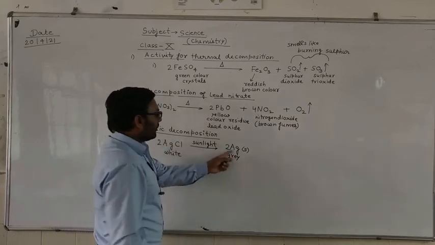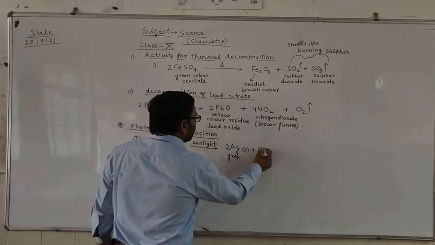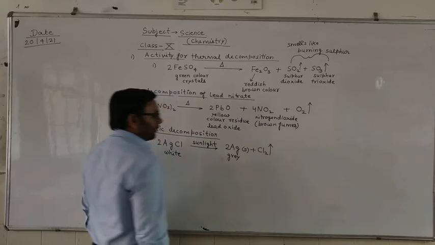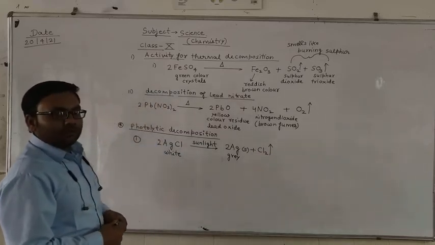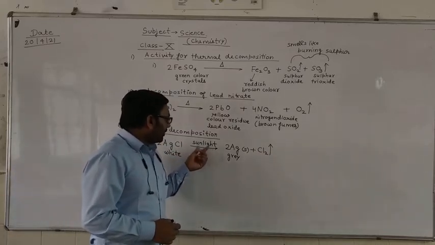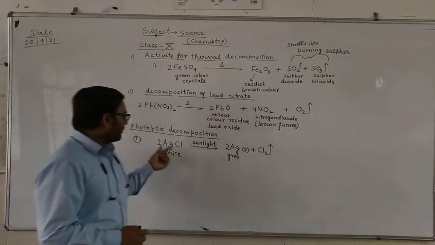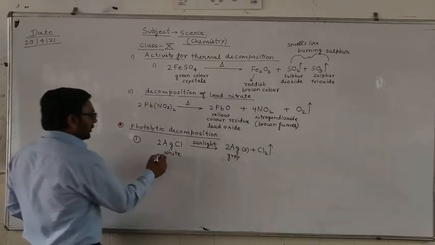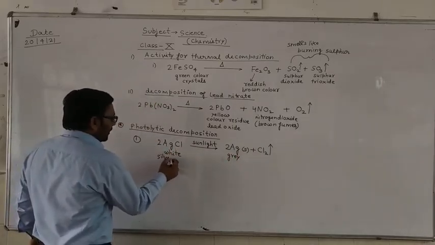So you will get Ag, silver, plus chlorine gas, which escapes into the surrounding. So this is the photolytic decomposition of silver chloride, a white color solid.